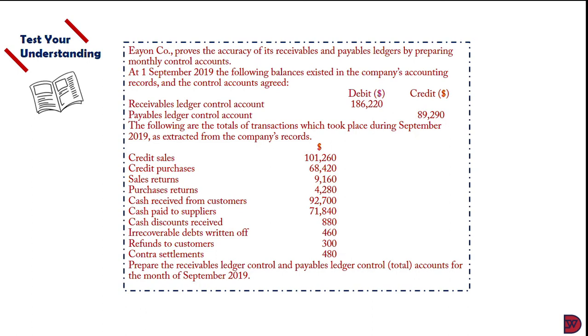Now the following are the totals of transactions which took place during September 2019 as extracted from the company's record. So you have credit sales, credit purchases, sales return, purchases return, cash received from customers, cash paid to suppliers, cash discount received, irrecoverable debts written off, refund to customers, contra settlement. So we are then to prepare the receivables ledger control account and payables ledger control account, which is the totals account for the month of September 2019. We move straight to the solution.